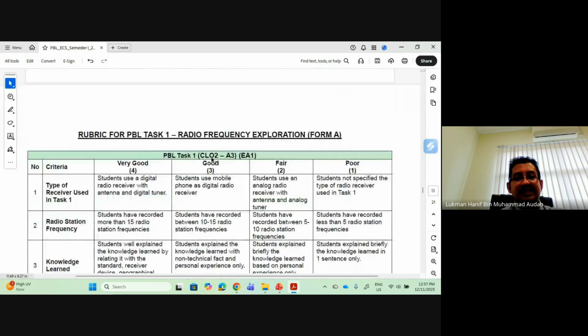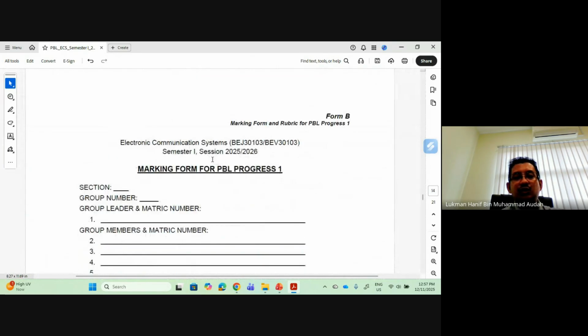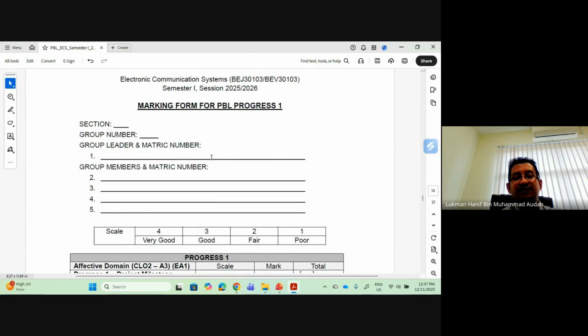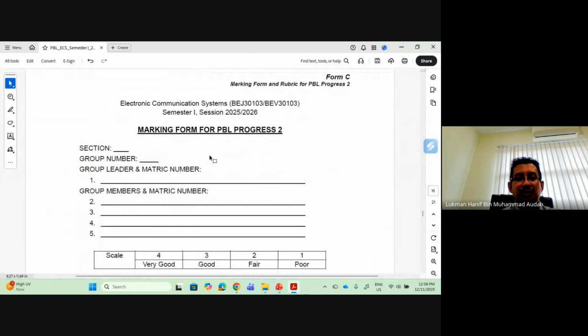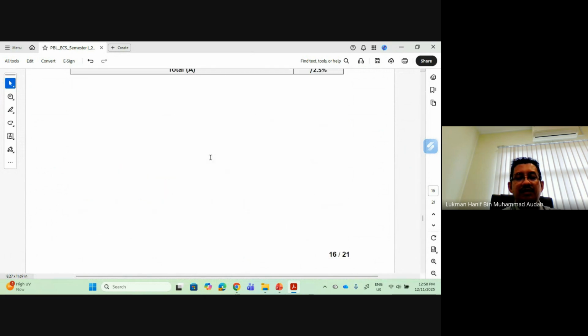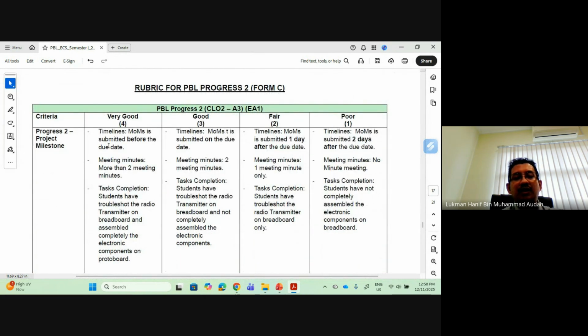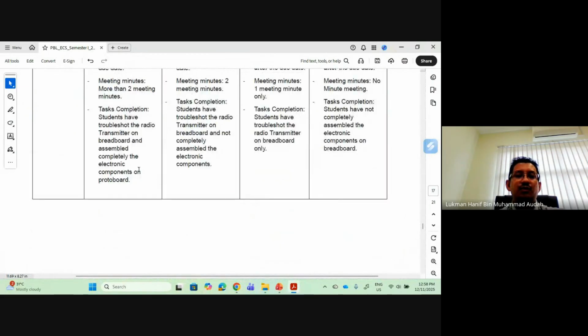But now we are in task number 2, so I suggest you put this marking form as a front page. So progress report 1, and then the rubric, and then the progress report 2 marking form, and then the rubric. With the rubric, you can see how you will be assessed, how much mark you will get. I will use this rubric to give you the marks, so you can follow this rubric in order to get full marks.